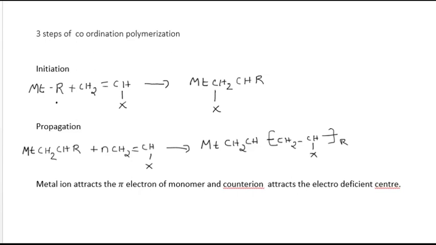Just to note, we can write it like this. This is the metal ion and the carbanion of the metal-monomer complex structure. In the initiation step, this is the active center, and when it reacts with the monomer, the monomer is inserted between this metal ion and the carbanion, thereby initiating the polymer chain. What is actually happening is that this metal ion attracts the pi electron pair of the double bond of the monomer, and the carbanion attracts the electron-deficient center of the monomer, thereby initiating the polymer chain. At propagation, this reacts with a fresh monomer, thereby increasing the polymer chain growth.